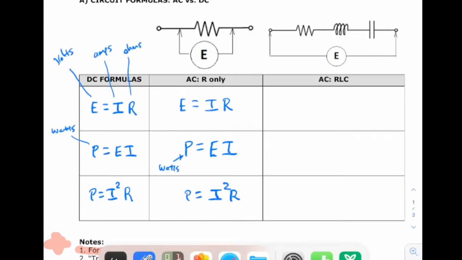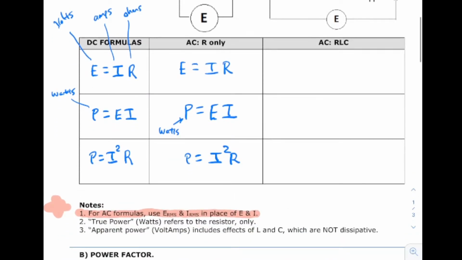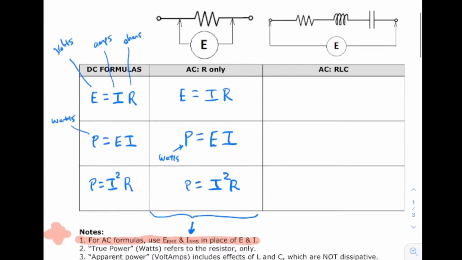So again, use ERMS and IRMS. That's really the only difference there. Now, things aren't so bad if all you have is a resistor. But you go bringing in a coil and a capacitor on top of it all. Okay, now we really have to monkey with the formulas a little bit.